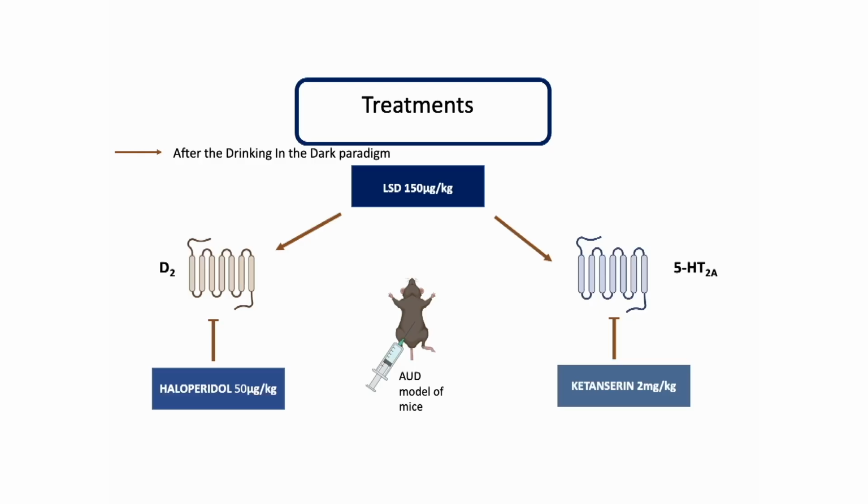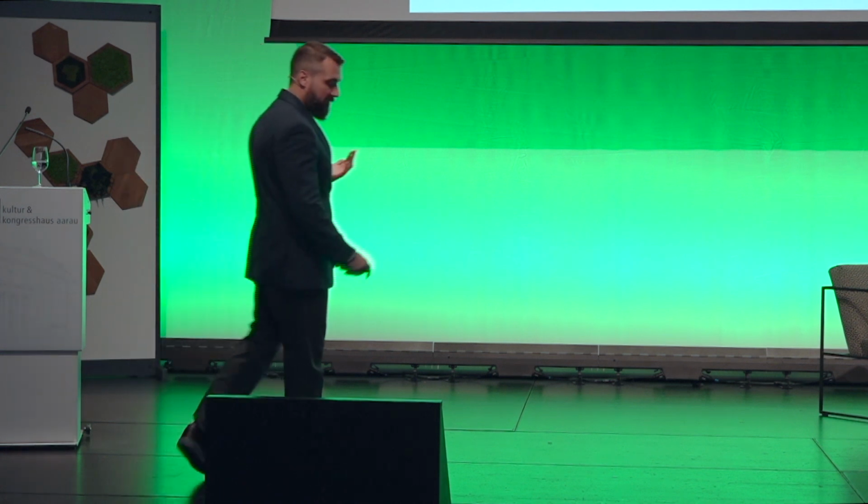Then, of course, we treated those animals with higher doses of LSD, which acutely is able to produce hallucinogenic effects. But what happened in the long term? LSD was administered alone or in combination with 2 selective antagonists, one of the 5-HT2A receptor, ketanserin, and one of the dopaminergic D2 receptor, haloperidol. Many of you are psychiatrists, so you know that haloperidol is also used to treat schizophrenia.